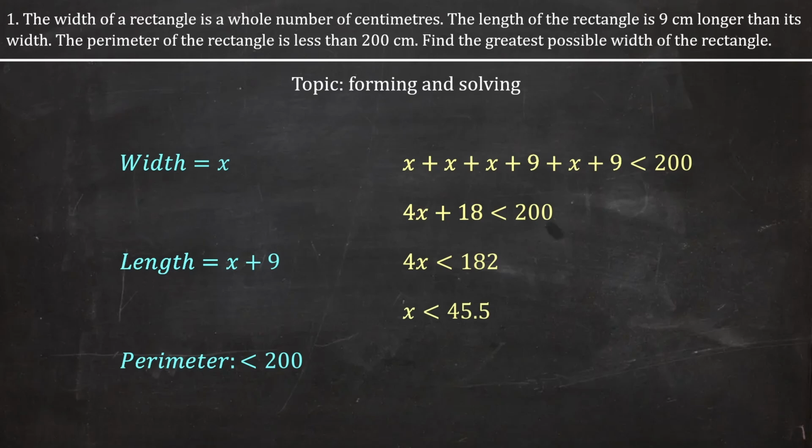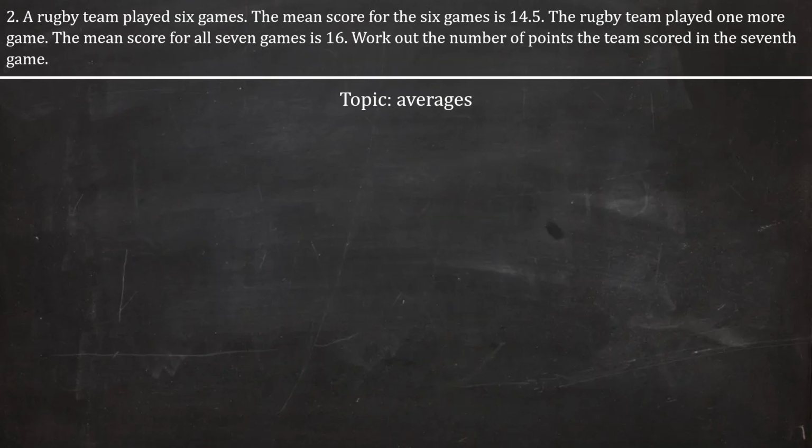We're not done yet. The question says what is the greatest possible width of the rectangle, and the question also says it's a whole number of centimeters. Since it's a whole number and it has to be less than 45.5, that means that it has to be 45 centimeters. Next one. It's an averages question.